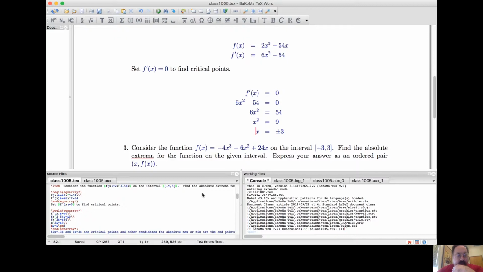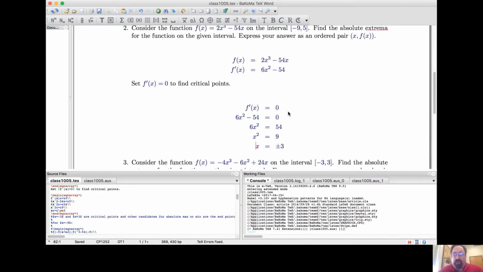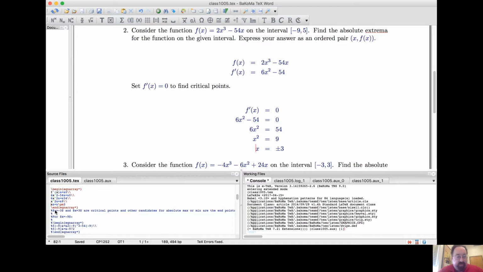Now, when you get critical points for problems like these, you must check, do they fall within this interval? Because if not, they're excluded. So you're trying to find points on this interval at which a function might reach a maximum or minimum, but only looking at this interval. So in this case, plus or minus 3 both fall within this interval from -9 to 5, so we will consider both of them.